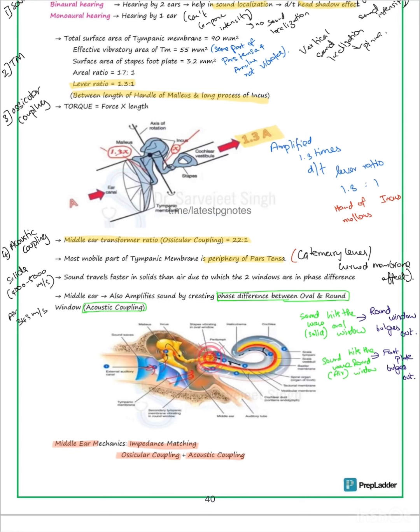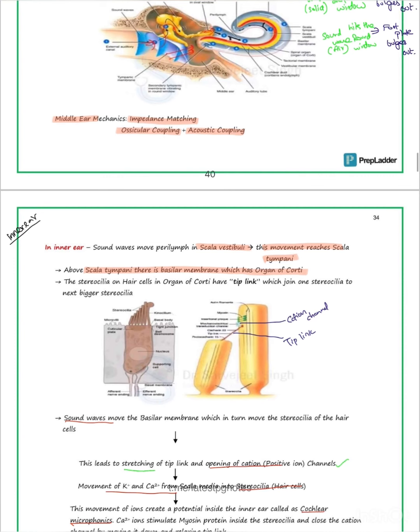First it reaches the oval window, but some sound, without going through the ossicular chain, goes and beats the round window. So in this direction the wave moves towards the scala tympani, then into the scala vestibuli, and then it strikes the footplate of the stapes. So now the footplate of the stapes bulges out. This process of first bulging out, second bulging out is known as acoustic coupling. This also maintains the pressure, creates a phase difference, and also helps in amplifying the sound, guys. This is about the middle ear. The middle ear has two types of mechanism: ossicular coupling and acoustic coupling.